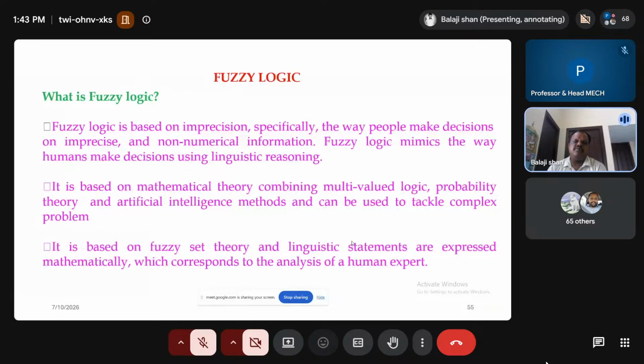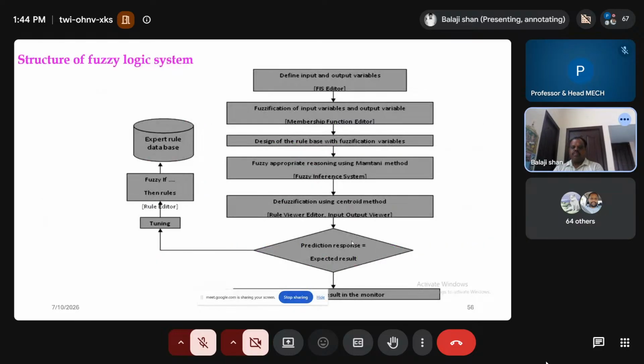So first of all, what is fuzzy logic? Fuzzy logic is working based on mathematical theory. It is based on imprecision, especially the way people make decisions on imprecise or non-numerical information. Fuzzy logic mimics the way a human makes decisions by using linguistic reasoning. It is based on a mathematical theory combining multi-valued logic, probability theory, and artificial intelligence methods, and can be used to tackle complex problems. It is based on fuzzy set theory, and linguistic statements are expressed mathematically, which correspond to the analysis of human experts.